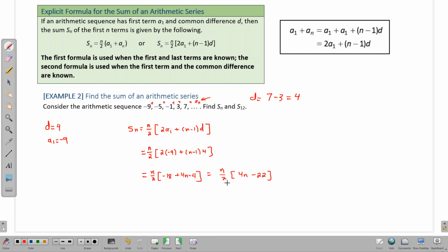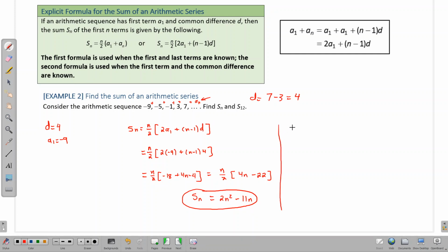Now, sometimes I'll stop here, especially if these don't divide nicely by 2, but we could go ahead and distribute here. If you distribute through, you're going to get 2n squared minus 11n. So this is the closed formula that will tell you the sum of the first n terms, no matter if you want to add up the first 5 terms or the first 1,000 terms. You just plug that number, whatever it is, however many terms you want, into this expression, and it will tell you what those add up to.